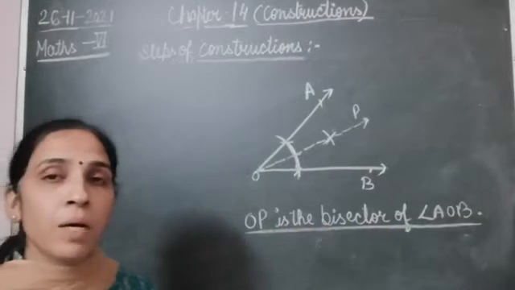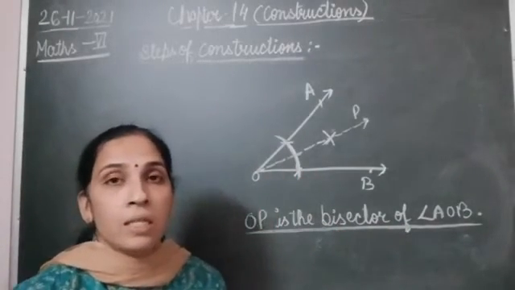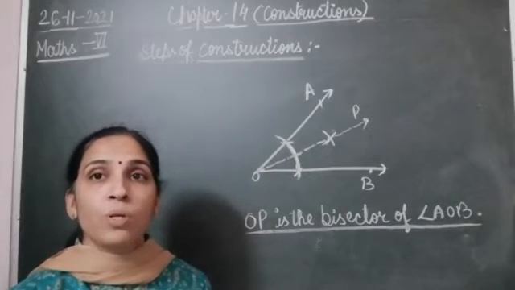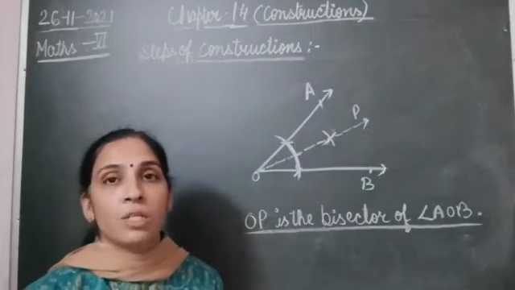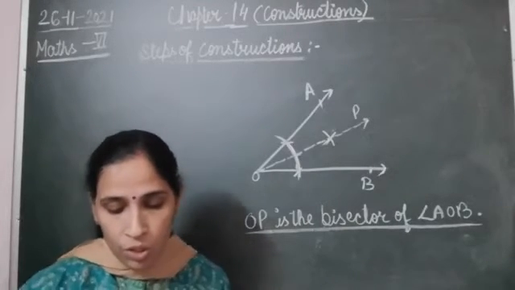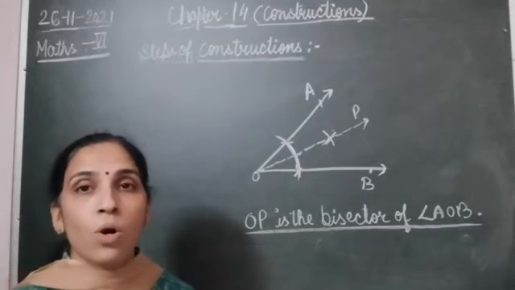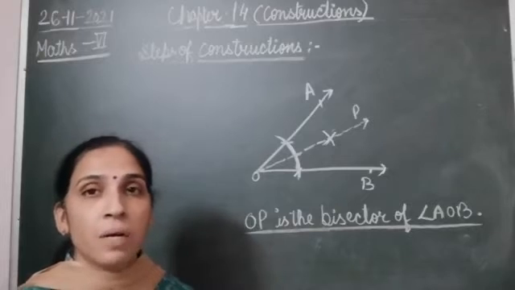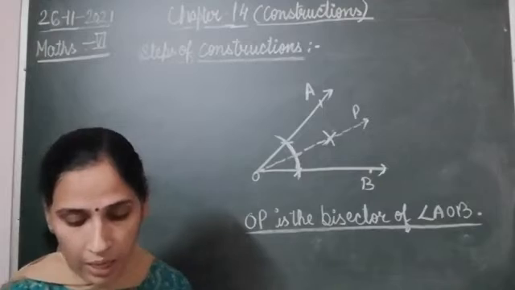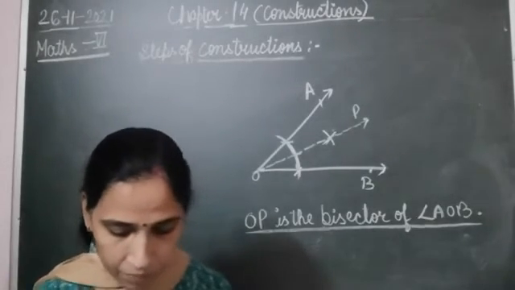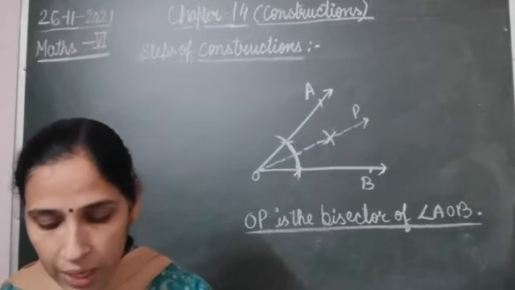Now what do we mean by bisector? Bisector means it is bisecting, dividing the given angle into two equal halves. So it is very important to understand how to draw an angle bisector, how to draw a line bisector, and how to draw a similar angle to the given angle. Now next, we are going to see how to draw an angle bisector.